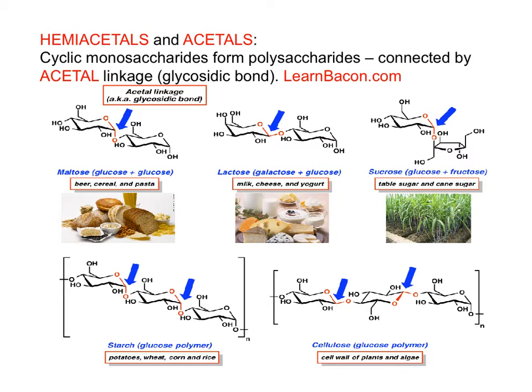Monosaccharides such as glucose, galactose, and fructose form disaccharides and polysaccharides including maltose, lactose, sucrose, starch, and cellulose. These are connected together by a glycosidic bond. That glycosidic bond is an acetal.